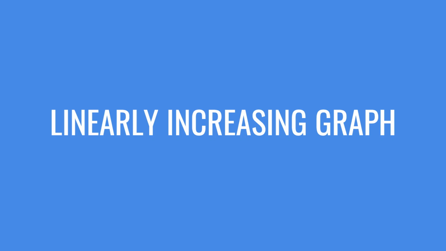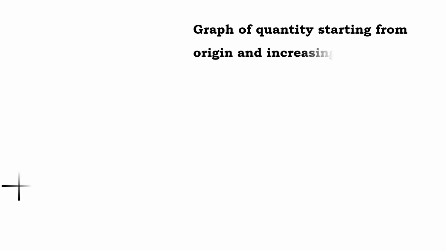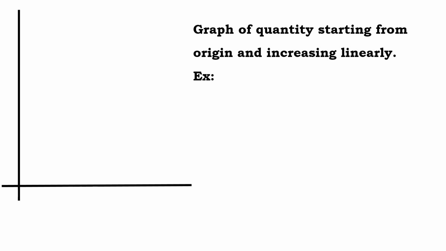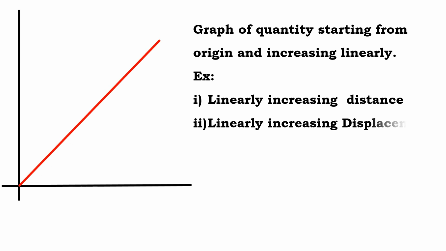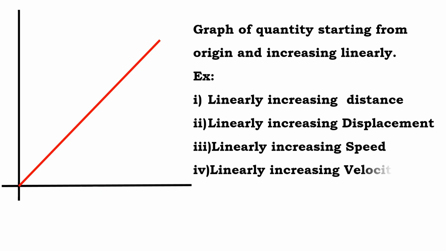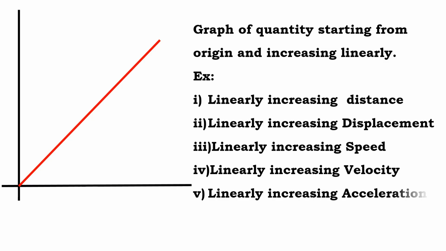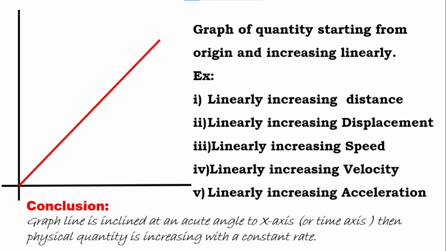Next we are here going to have a glimpse of linearly increasing graph. Graph of physical quantities starting from origin and then further increasing linearly have graph line straight and inclined to time axis making an acute angle. Such graph exist in case of body covering equal distance or displacement in equal interval of time, that is case of uniform motion. Similar straight line graph is also obtained in case of linearly increasing speed or velocity or acceleration.